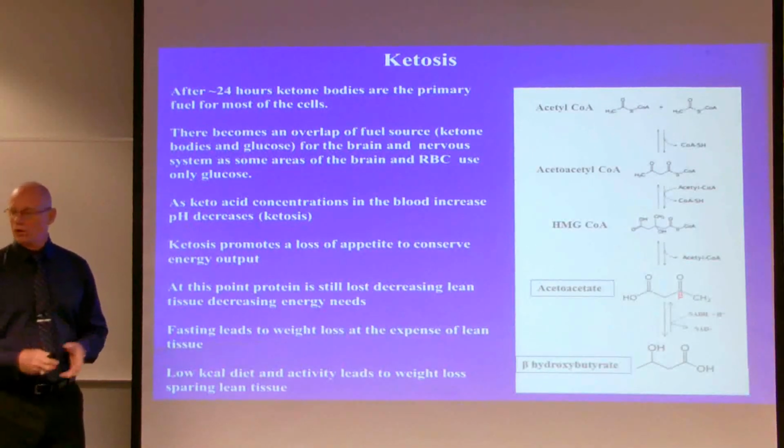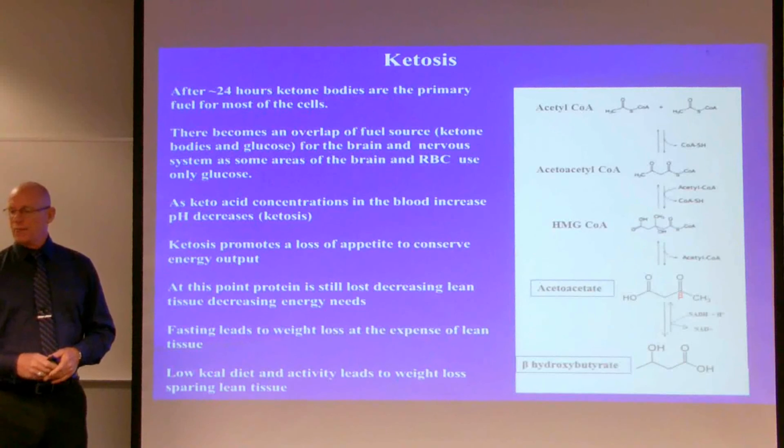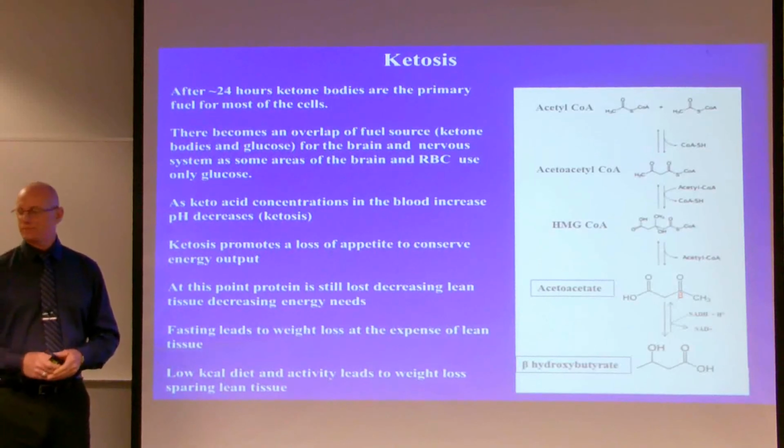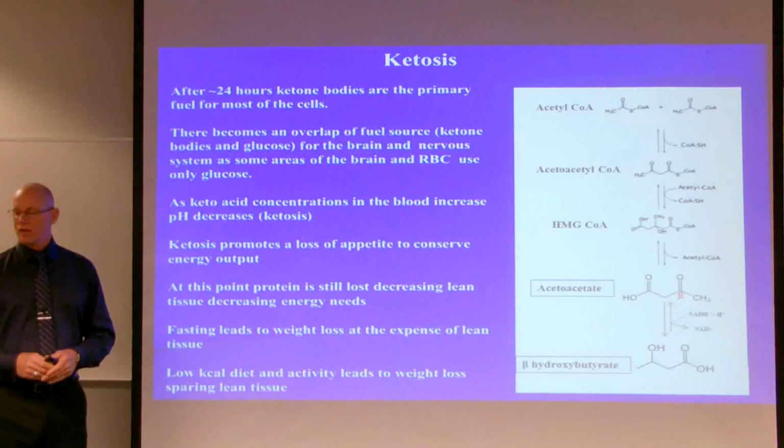So this is in a prolonged state of fasting. There becomes an overlap of fuel sources, ketone bodies and glucose for the brain and the nervous system, as some areas of the brain and red blood cells use only glucose. As keto acid concentrations in the blood increase, pH decreases, and this is what they call ketosis. Ketosis promotes a loss of appetite to conserve energy output. It does that through hormones, and at this point protein is still lost, decreasing lean tissue and decreasing the energy needs.